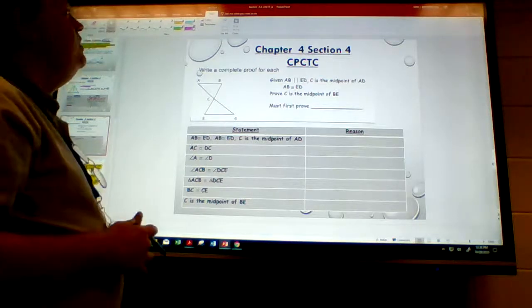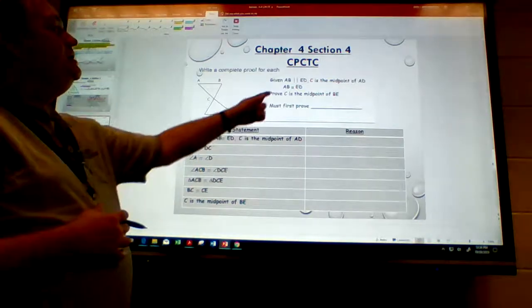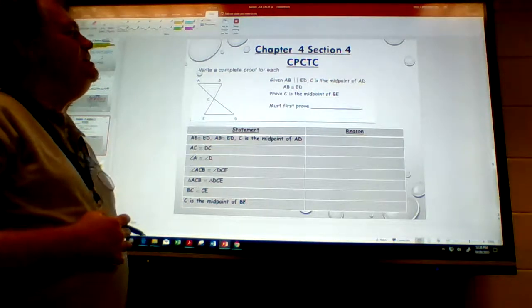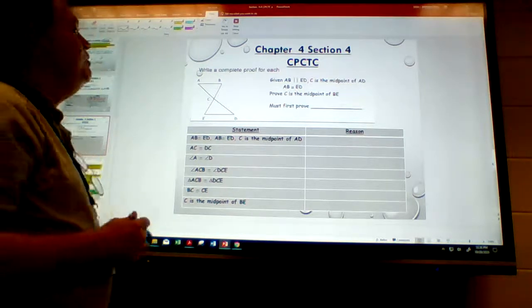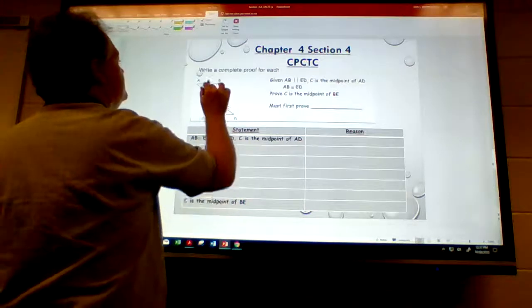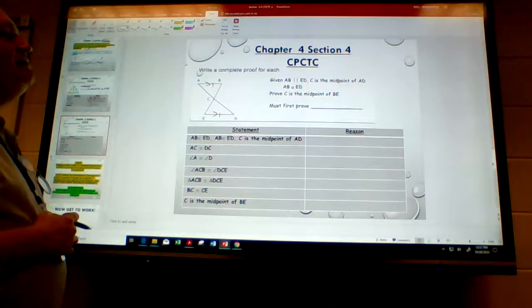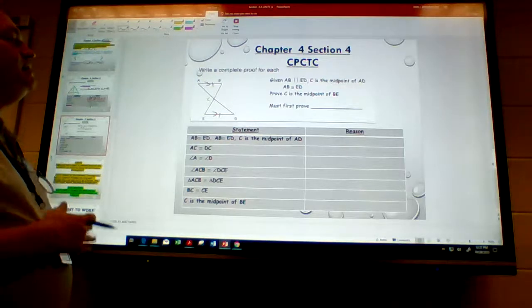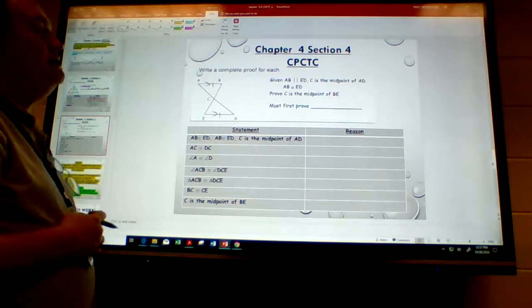Now, this next one's kind of a long one, but it actually shows you something completely different. We're given that AB is parallel to ED, but it's also congruent to ED. We'll mark that right here, stating that these two are parallel and that these two are congruent. So we have those marked, and we have that C is the midpoint of AD. We'll come back to that in just a moment. But we're trying to prove that C is also the midpoint of BE.